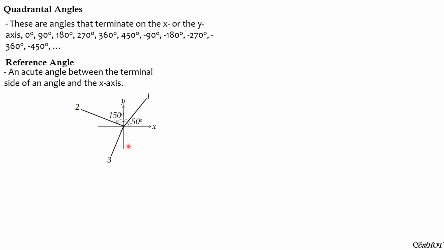Next, for this angle 3 here, which makes 250 degrees from the positive x-axis, 250 minus 180 is 70, so the reference angle is 70 degrees. And for the fourth, which makes an angle of 48 degrees clockwise, or negative 48 degrees, its reference angle is 48 degrees. So again, reference angle for angle 1 is 50 degrees, angle 2 is 30 degrees, angle 3 is 70 degrees, and angle 4 is 48 degrees.